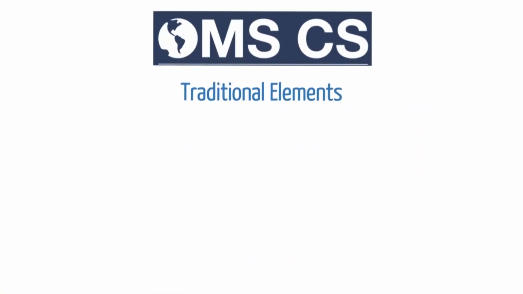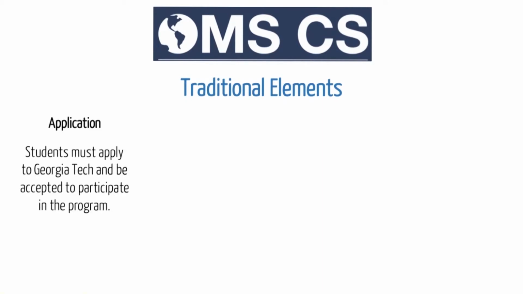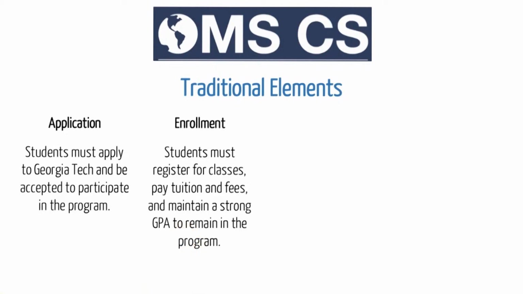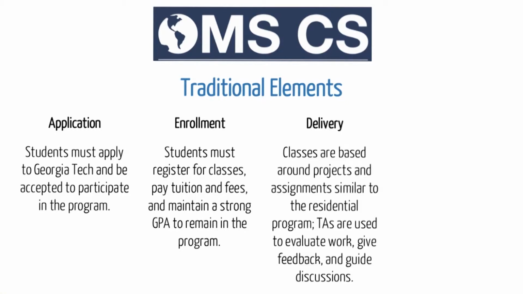program. Certain portions of the program are very traditional. Students must still apply to Georgia Tech itself and be accepted. It's not open enrollment. Students still register for classes, pay tuition and fees, and they have to meet certain minimum GPA requirements to stay in the program. For the most part, delivery of the courses is the same that it is on campus.